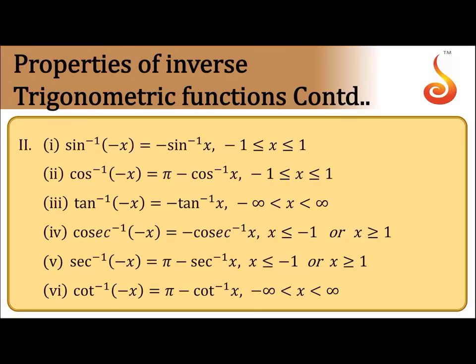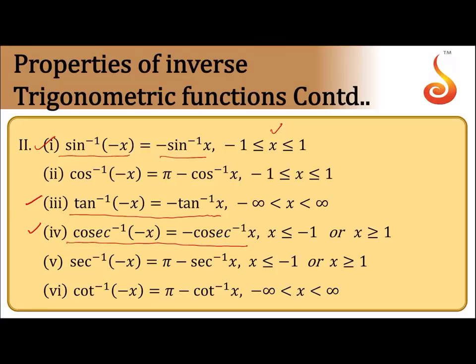In the second year, you might have studied inverse function values for a negative argument. Sine inverse of minus x is minus sine inverse x, provided x lies between minus 1 and plus 1. Tan inverse of minus x is minus tan inverse x. Cosecant inverse of minus x is minus cosecant inverse x. These are the three functions which give us the minus sign directly.